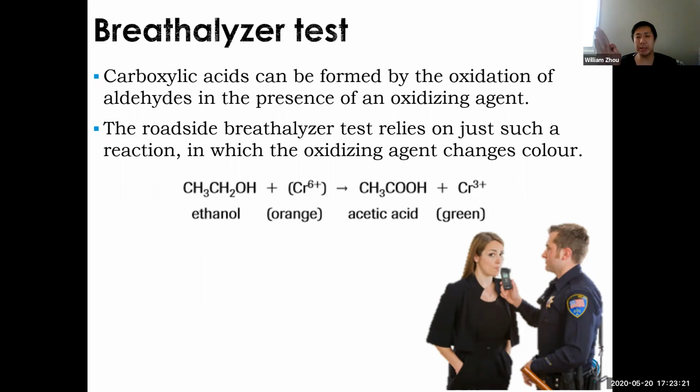If that mixes with the chromium 6+ ions found in the detector, it will change color, because the chromium 6+ ions are orange. If you didn't drink, you blow, you wouldn't have any alcohol, the chromium 6+ would stay orange and you're clean, you can go. But if you have been drinking, your breath will contain ethanol, and you blow into this breathalyzer, that would oxidize and it will become acetic acid. As a result, the chromium 6+ will be reduced to chromium 3+, which has a green color.